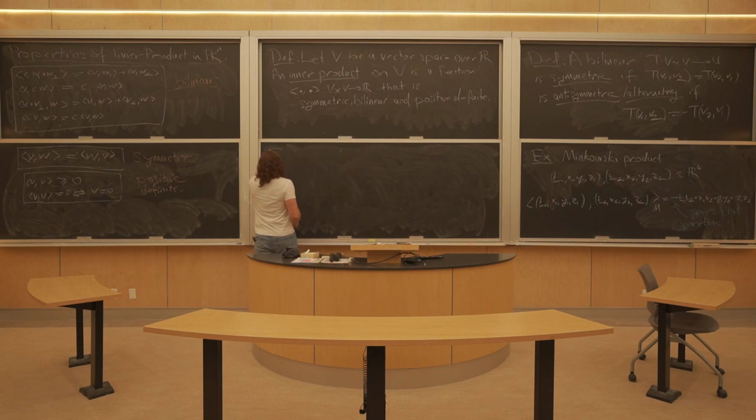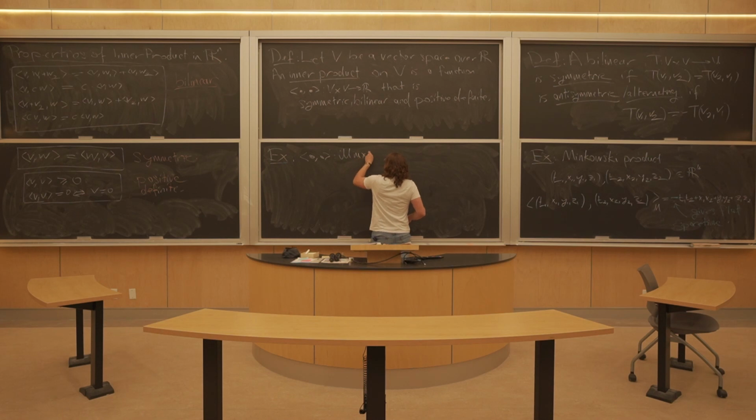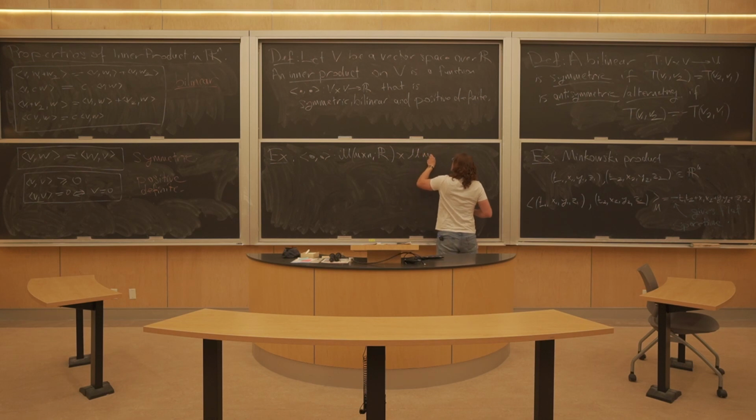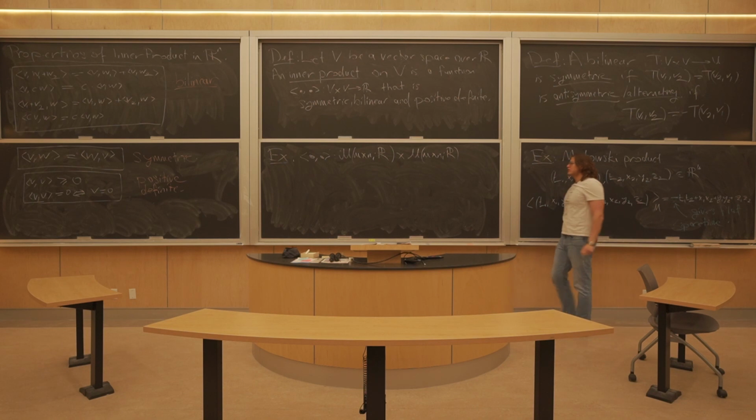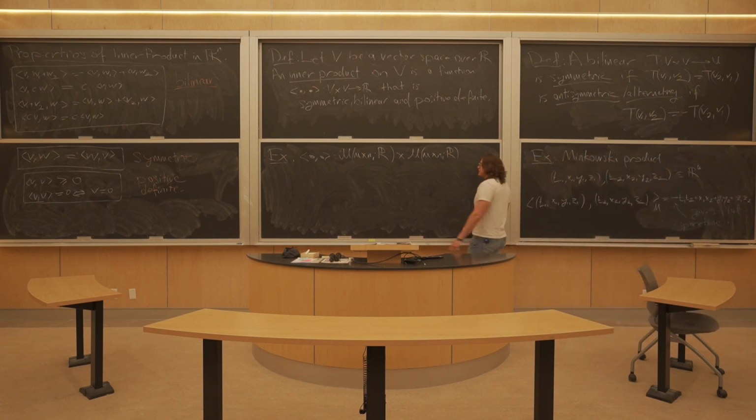So example, let's say that my vector space is M by N matrices. So I need to take two matrices of the same dimensions M by N, and I need to associate to them a number in a way that satisfies these properties. I'm just going to put here F for Frobenius. So define it like this.